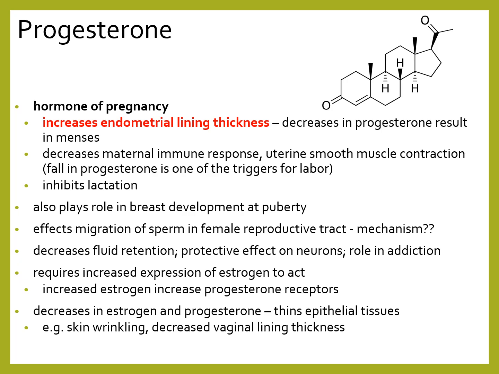Progesterone requires increased expression of estrogen levels in order for it to act. There has to be increased estrogen levels, increased progesterone receptors within cells. Decreases in estrogen and progesterone levels overall cause the thinning of epithelial tissues. This can lead to skin wrinkling and decreased vaginal lining thickness.